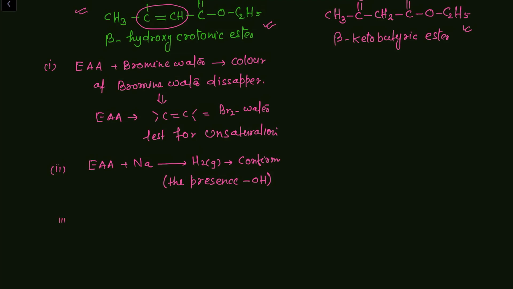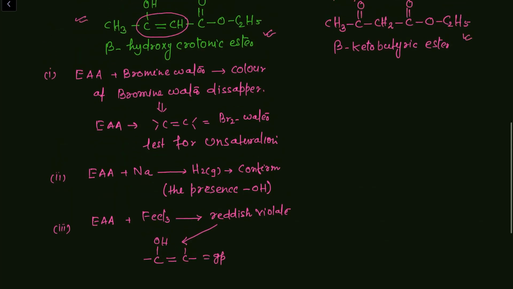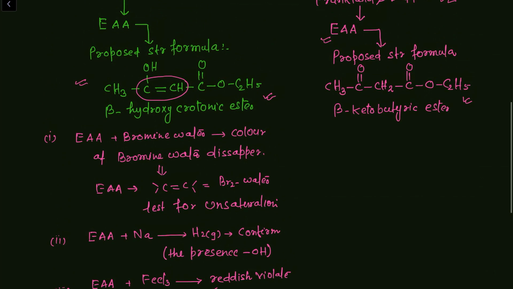So the third evidence, the experimental evidence which Gaither gave in support of his work: he told that when this ethyl acetoacetate reacts with ferric chloride, a reddish violet precipitate forms. The formation of this reddish violet precipitate confirms the presence of the C=C-OH group, and all the evidence was correct. No one can say that Gaither was wrong.